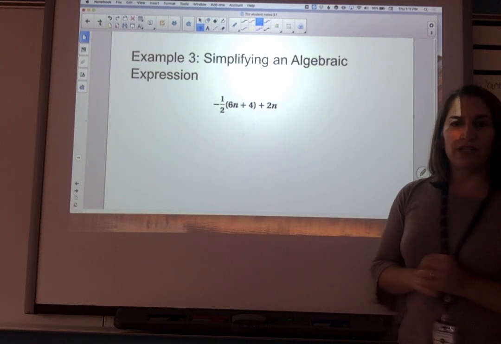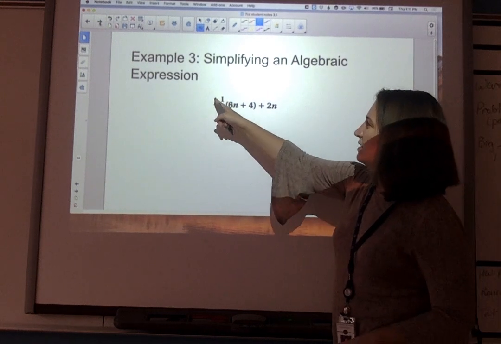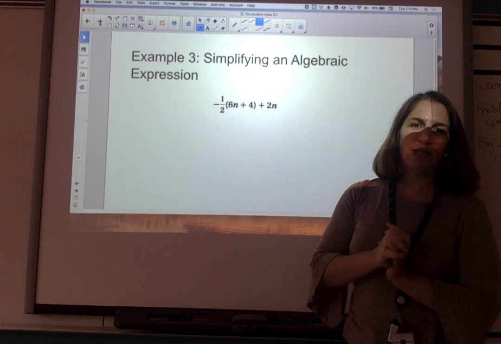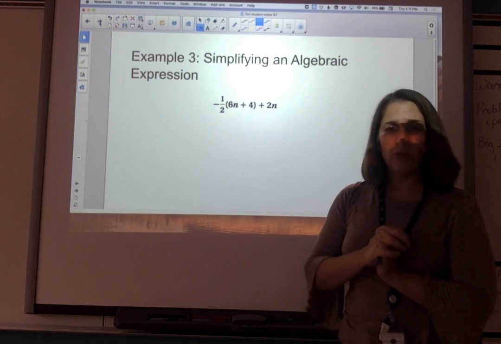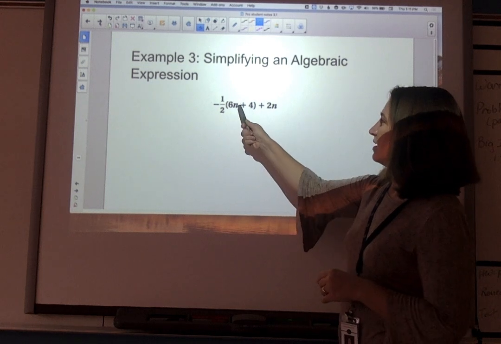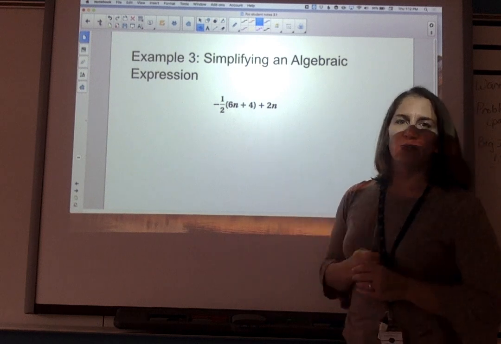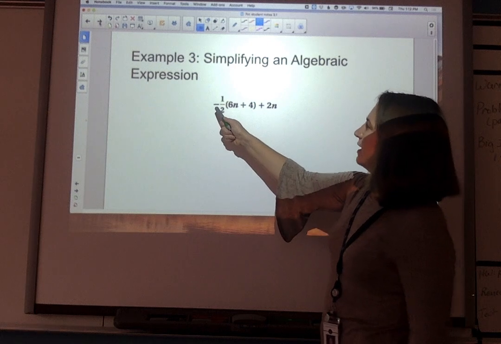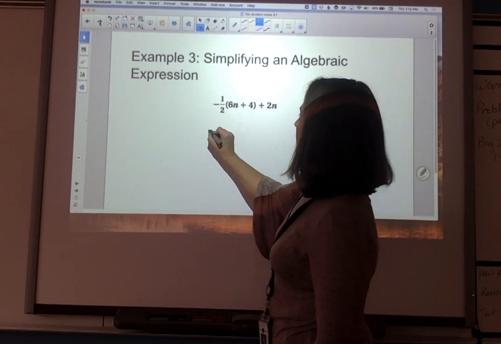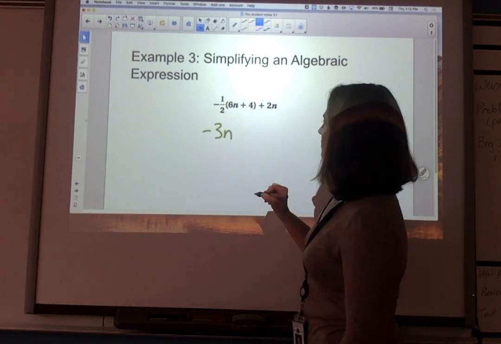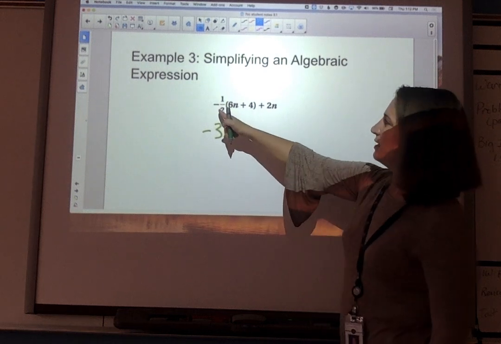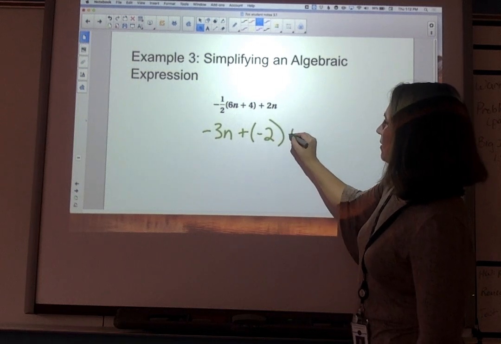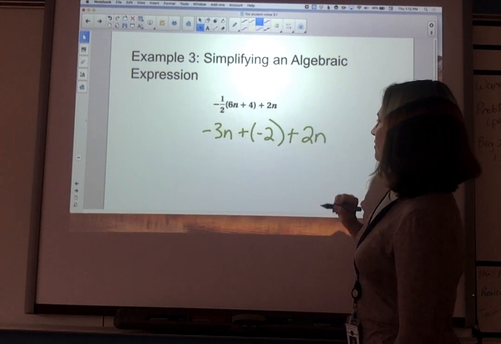Here's another expression to simplify. Notice that I have this negative 1/2 outside of the expression 6n plus 4. I need to distribute that negative 1/2 to both the 6n and the 4. So before I can even write this as a sum of terms, I need to distribute my negative 1/2. Negative 1/2 times 6n is negative 3n, plus negative 1/2 times 4 is negative 2, plus 2n.